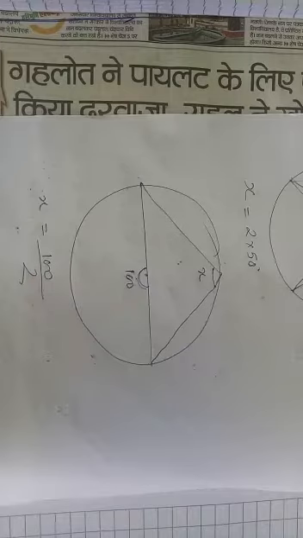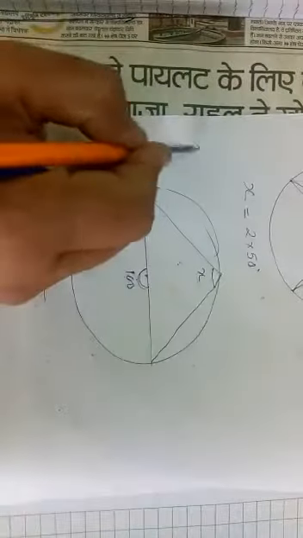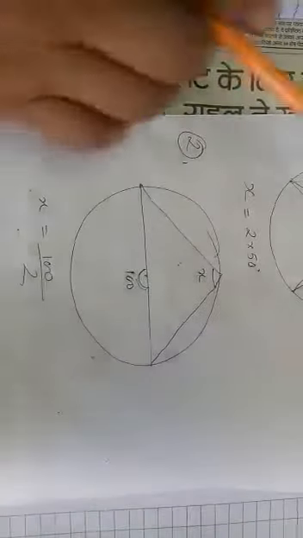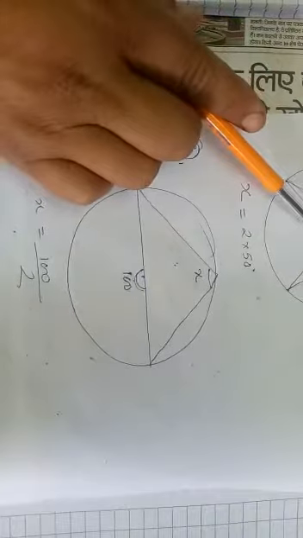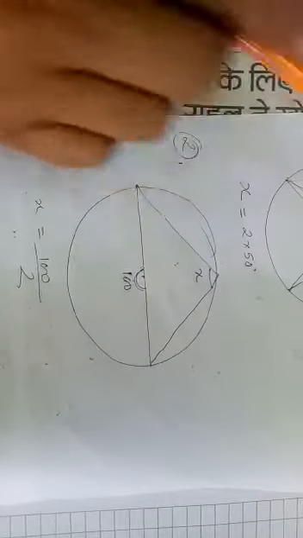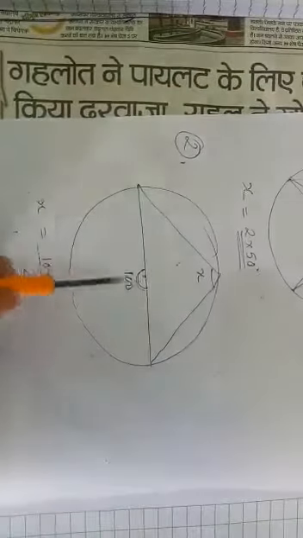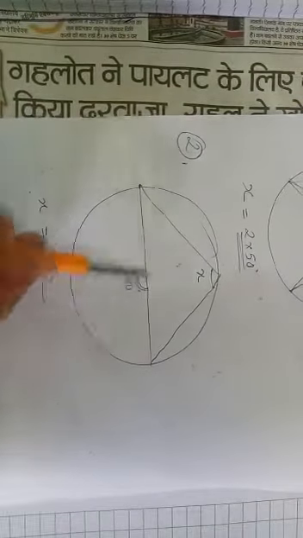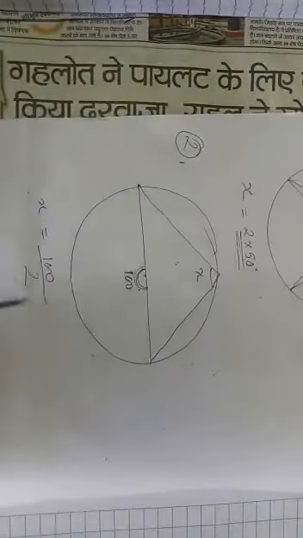Is it clear, both the theorems? This is theorem 1, this is theorem 2. When we have to find the center angle and the far angle of any arc is given, then it is double. When the center angle is given and we have to find the far angle, then it is half.